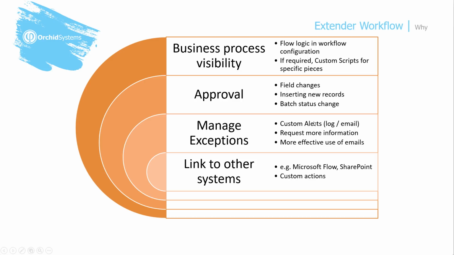So for example, you can have a workflow to approve field changes such as an AR customer credit limit, inserting new records, GL account, or an order entry or purchase order, an approval for batch status changes. It can also be used to manage exceptions such as custom alerts through email or logging, requesting more information from a coworker. And all in all it allows for more effective use of emails.